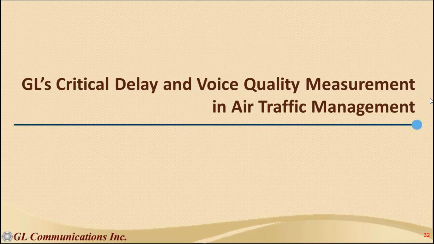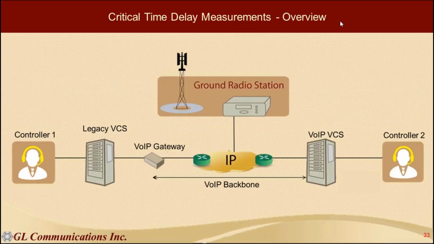And the first slide that we'll show you here is just a very simple network, an ATM network, where we've got a couple of the components that are very block diagram oriented components of the network. So controller 1 goes through a legacy VCS, maybe to a VoIP gateway, and then it obviously gets converted to IP at that point, goes through the VoIP backbone of the network over to maybe a VoIP VCS, so a new ED137 enabled VCS, over to controller 2.